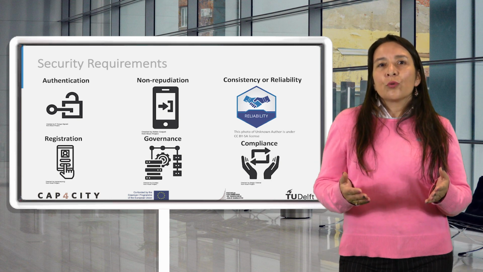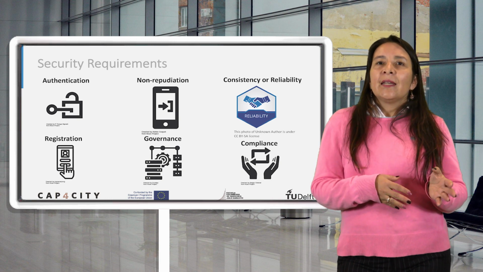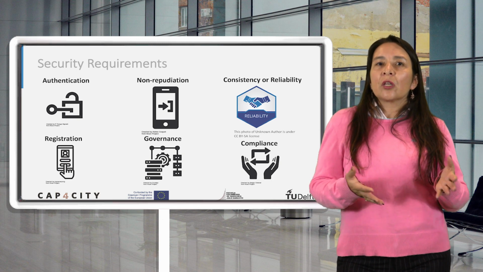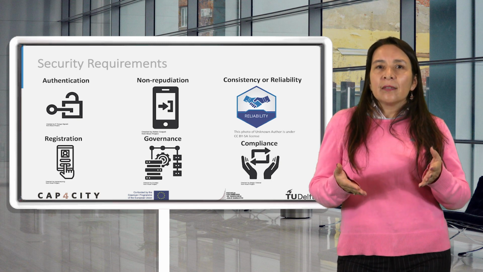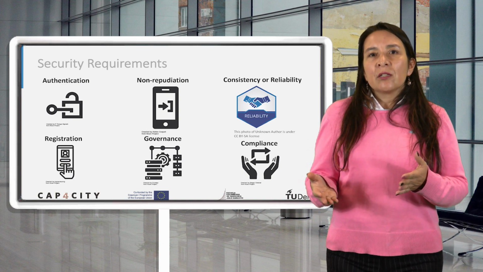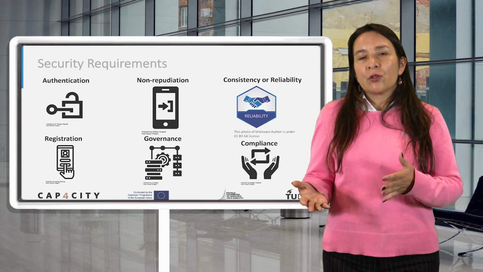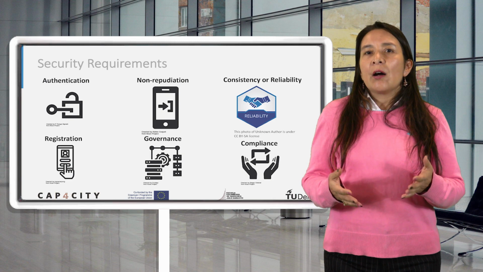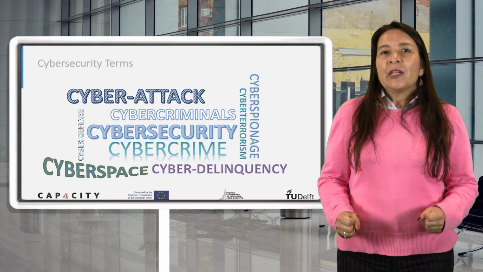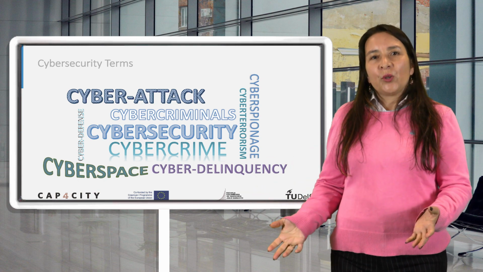Governance is to ensure alignment of information security with business strategy. It includes policy and practice with which an organization's information security activities are directed and controlled. Compliance. The objective of compliance is to avoid breaches of legal, statutory, regulatory, or contractual obligations related to information security and any security-related requirements. Now, having addressed these terms, I will introduce others related to cybersecurity.